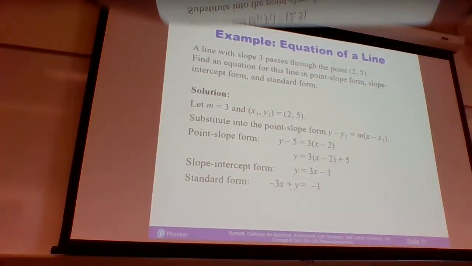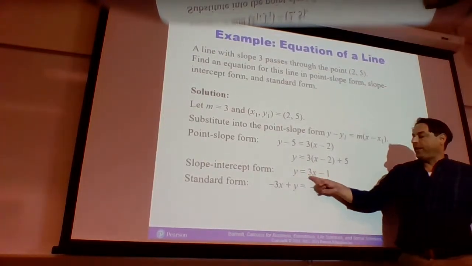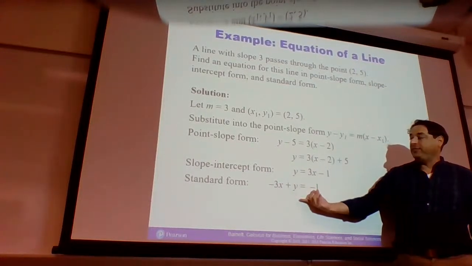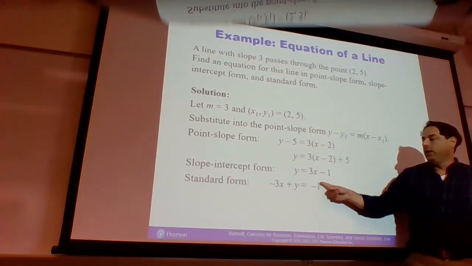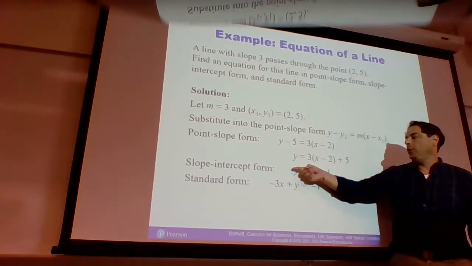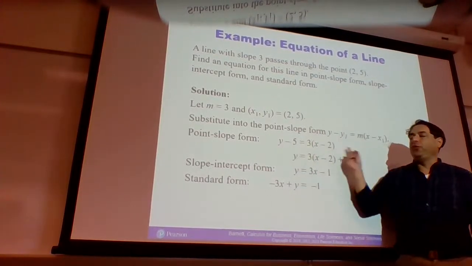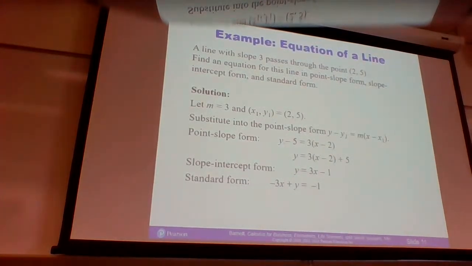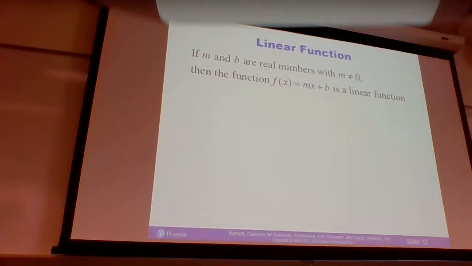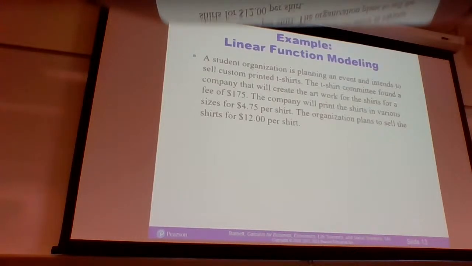Or if I move that 3x over, subtract 3x, now I have standard form. Negative 3x plus y equals negative 1. But standard form, slope-intercept form, point slope form, it's the same line over and over again. It's just 3 ways to write the same thing. Okay? So a linear function, instead of y, we use f of x.